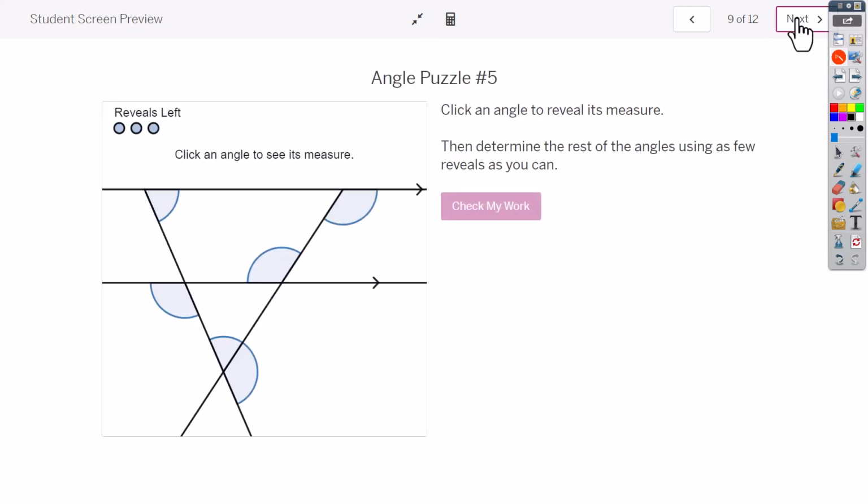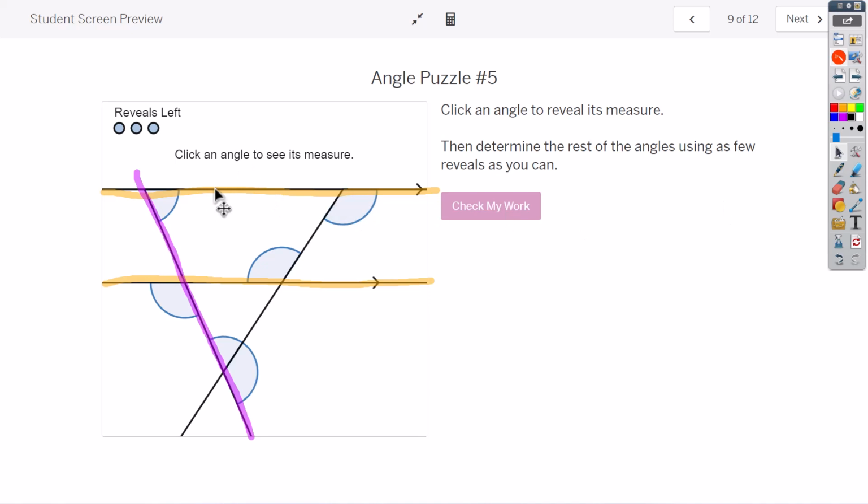Let's look at this next puzzle. Whew, there's a lot going on here. We have two parallel lines, and we have two different transversals. I'm going to try and concentrate on one at a time. Let's look at my parallel lines, and then my first transversal, which I'm going to highlight in purple here.